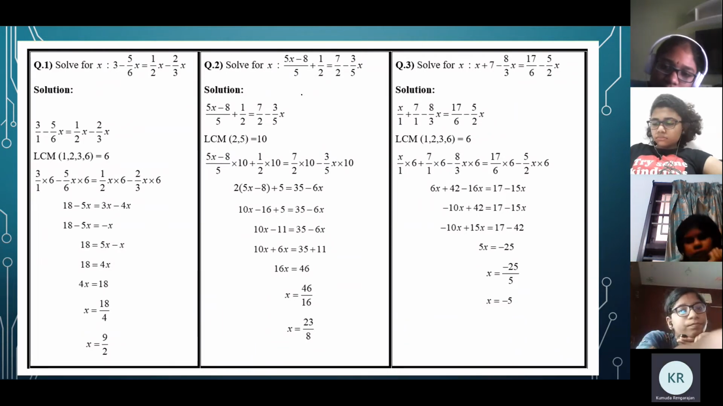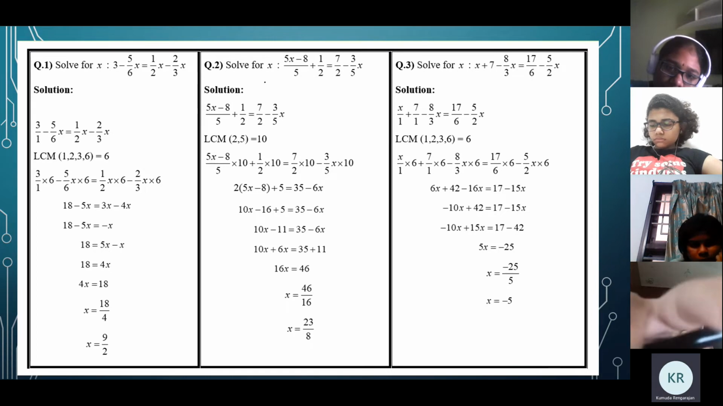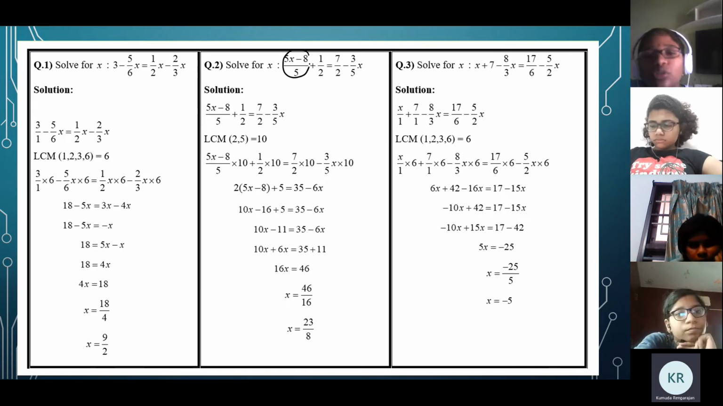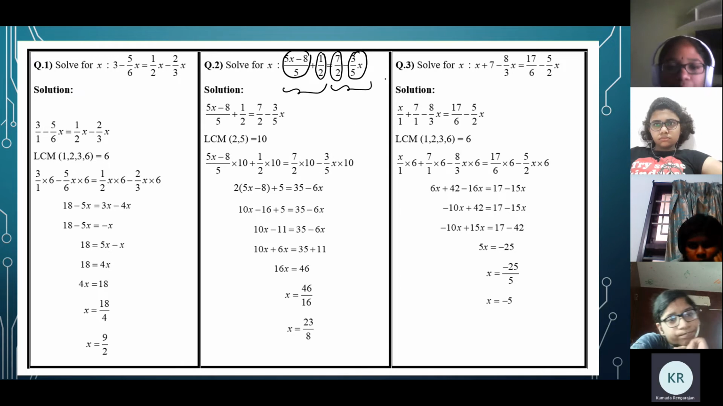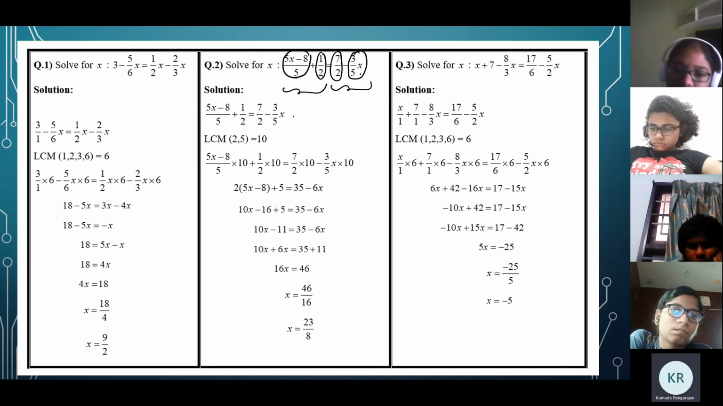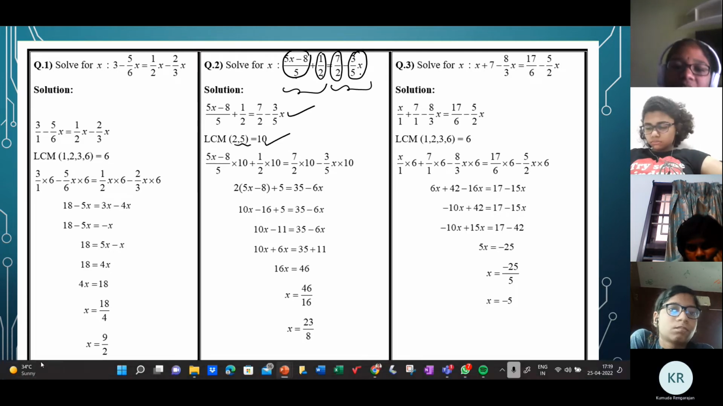All right. Let's see the second one. So the equation, how many terms? 1, 2, 3, 4. There are 4 terms, 2 terms on the left hand side, 2 terms on the right hand side. Now the denominators are 5, 2, 2, 5. That means only 2 and 5. You don't have to repeat the number. So the LCM. I've written the given equation again here. Now the denominators are 2 and 5. The LCM is 10.